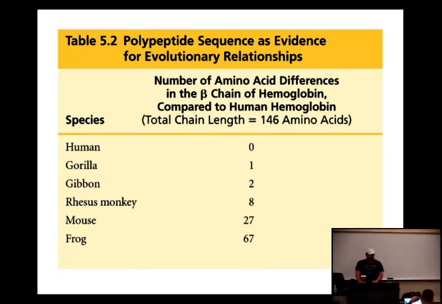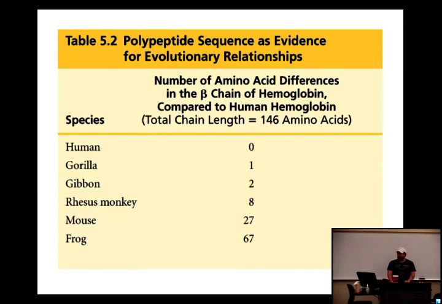Rhesus monkeys. That's right. So when you talk about your blood type being O positive, that plus is the Rh factor, the rhesus factor. Mouse, 27, frog, 67. So based on this data, what do you think we're most closely related to? And what are we most distantly related to? There you go. It's not hard.